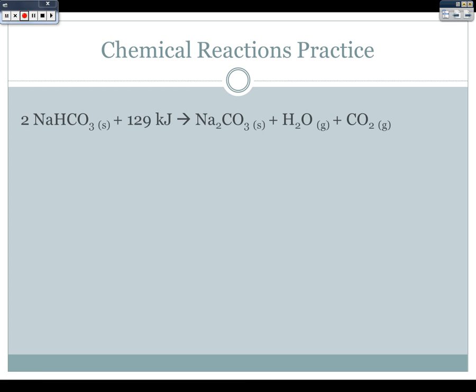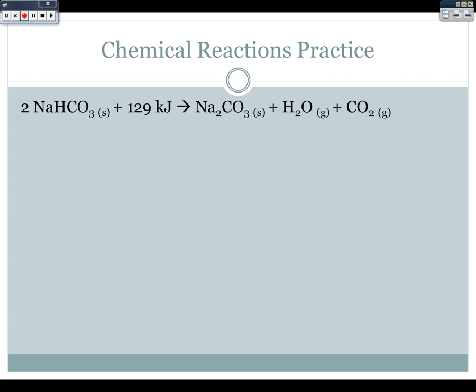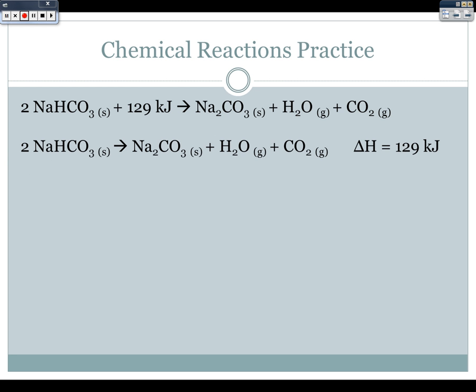So let's do an example. If I was given this equation saying that 2 sodium bicarbonates, or sodium hydrogen carbonate, plus 129 kilojoules of energy makes sodium carbonate plus water plus CO2, and I was asked to write this as a chemical reaction with a thermochemical delta H written next to it, I would write 2 NaHCO3 making Na2CO3 plus H2O plus CO2 with a positive delta H, because again, 129 kilojoules was a reactant this time, which means this is an endothermic reaction, which means that my delta H is positive.